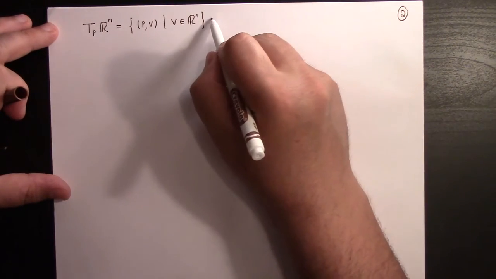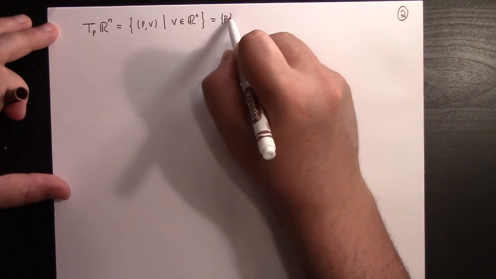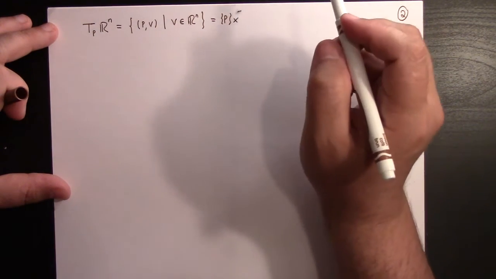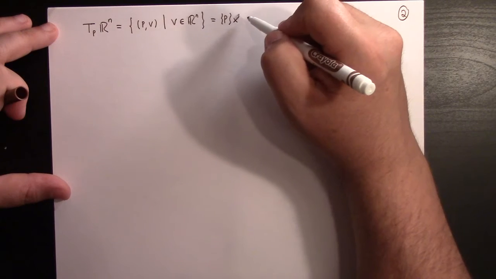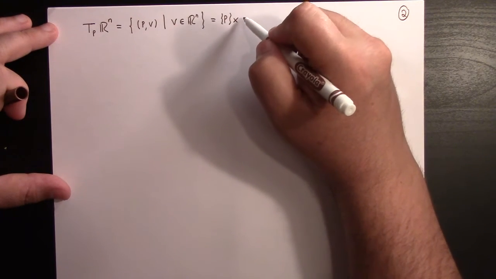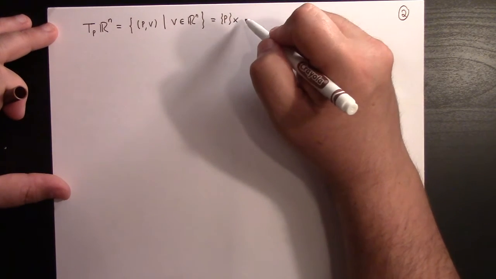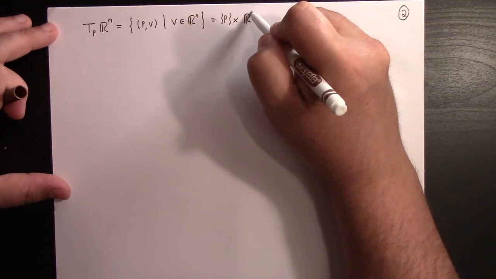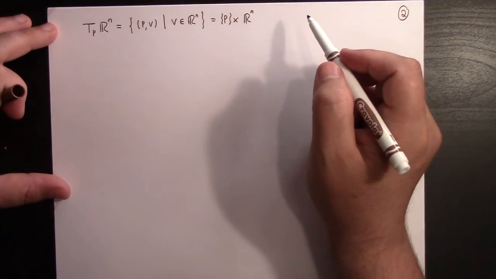I believe in the notes I define it as P Cartesian product with Rn. So there's a slight abuse of notation here.